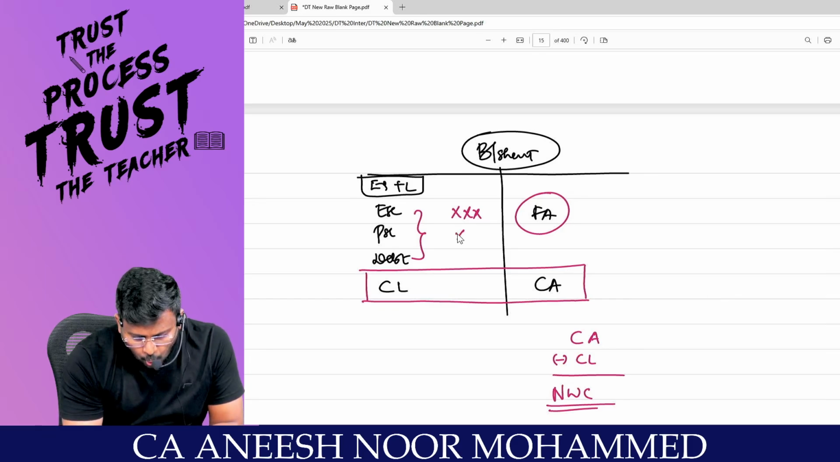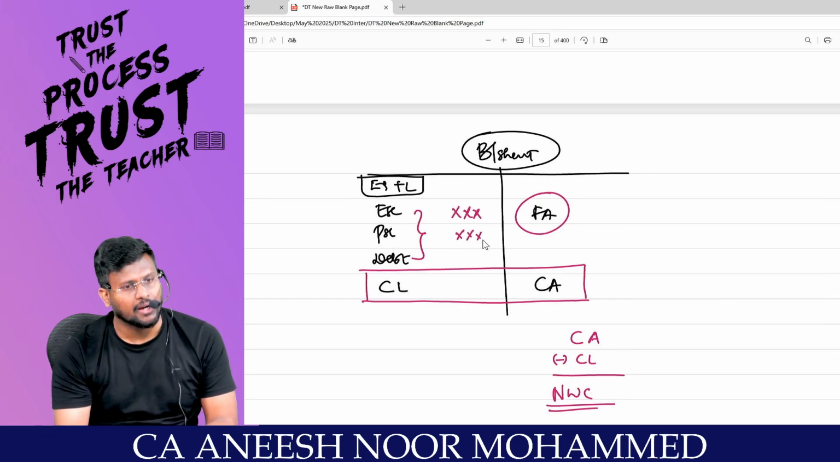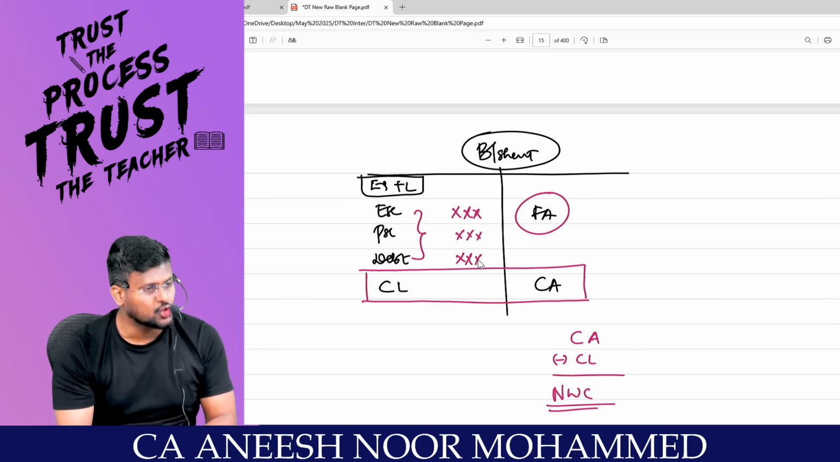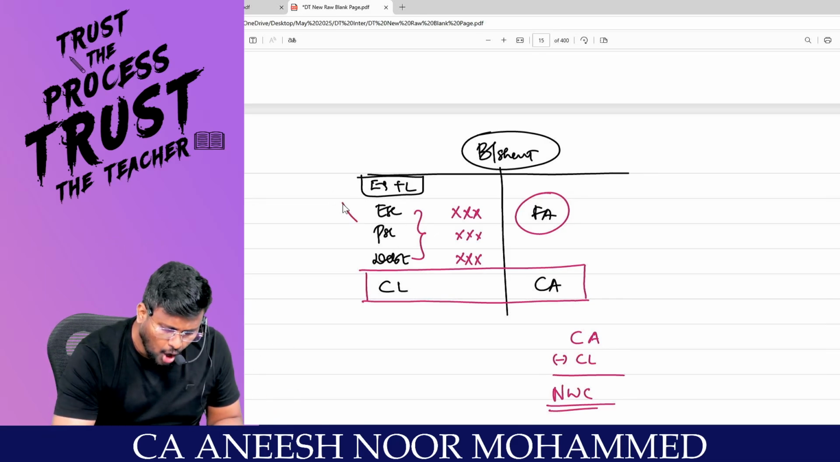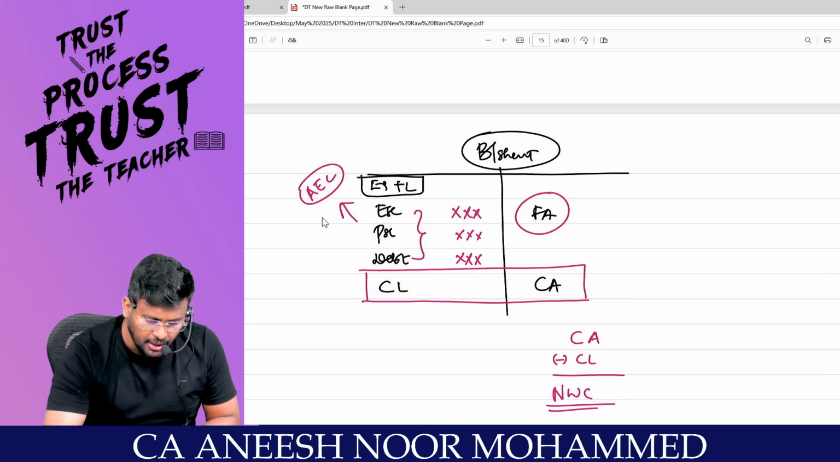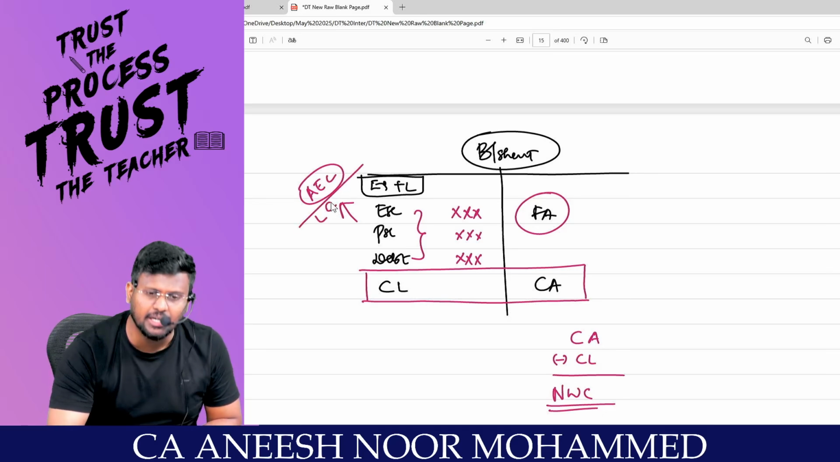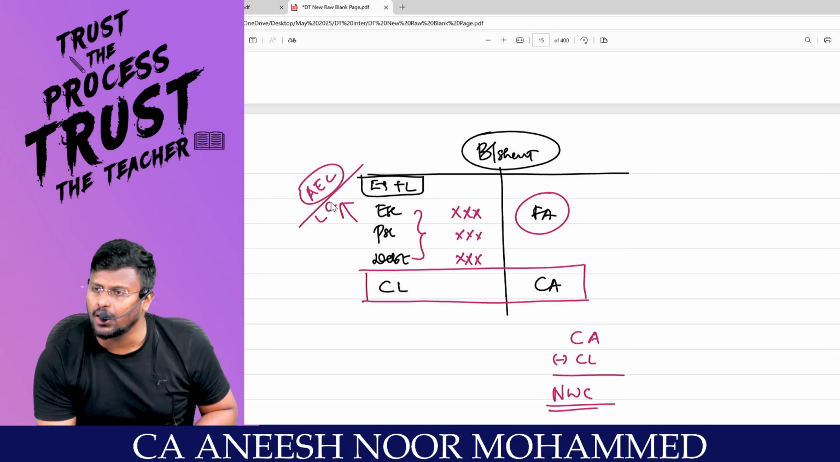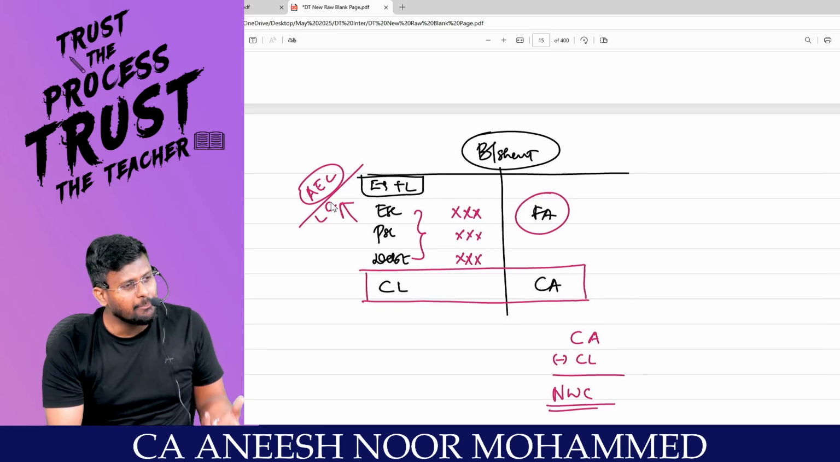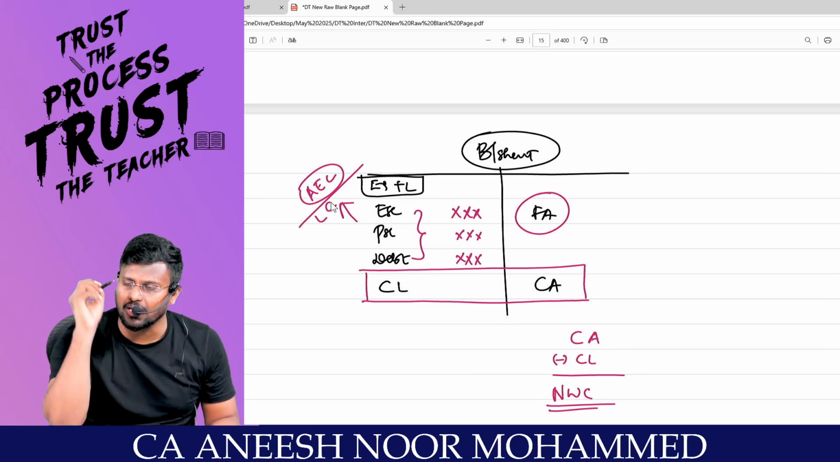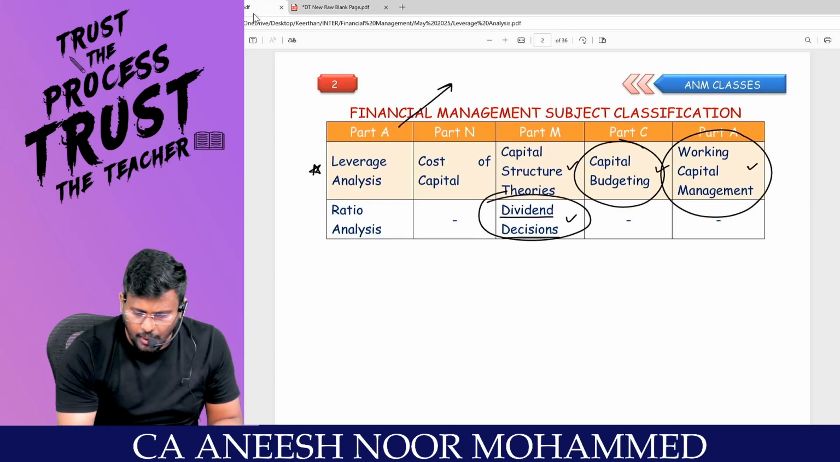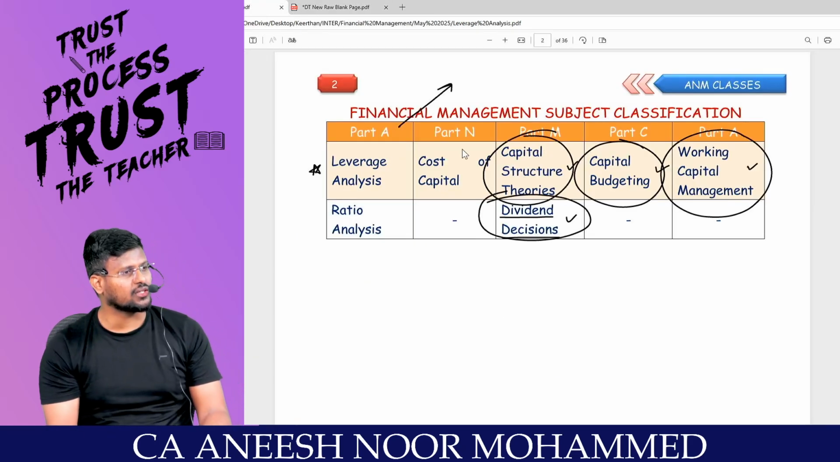How much amount of preference share capital should be there? How much amount of debt should be there? Whether my company should be an all equity company or a levered company. Levered company means my company should have debt or not, in my capital structure. Everything will be talked about in the capital structure theories.